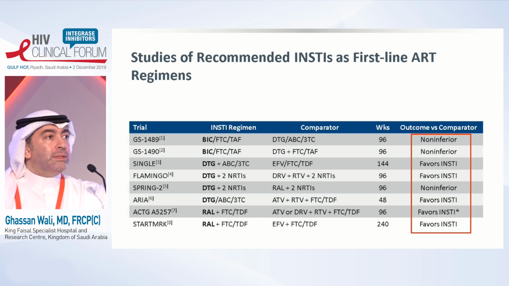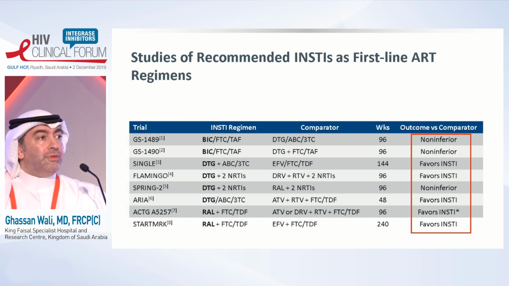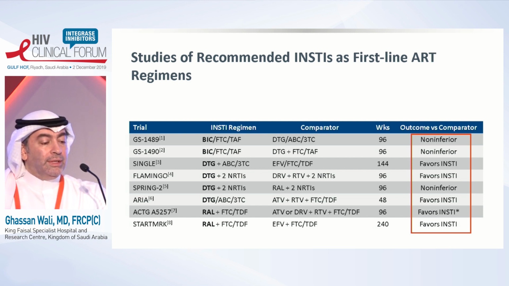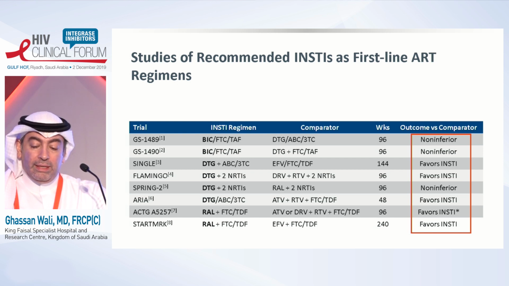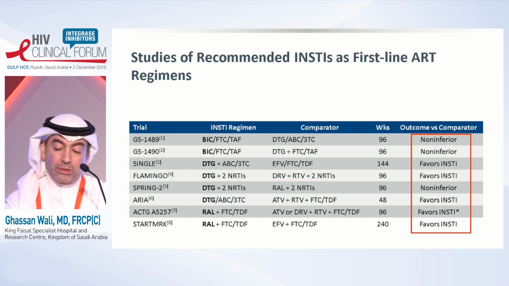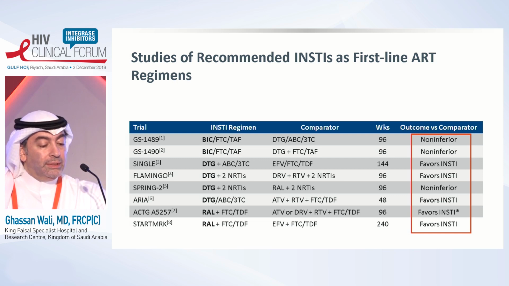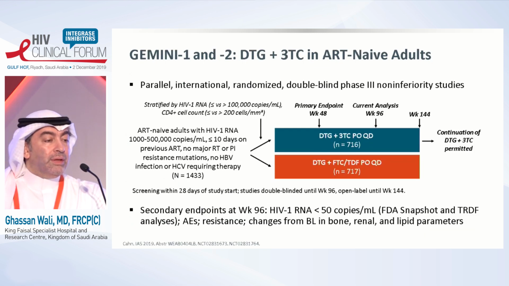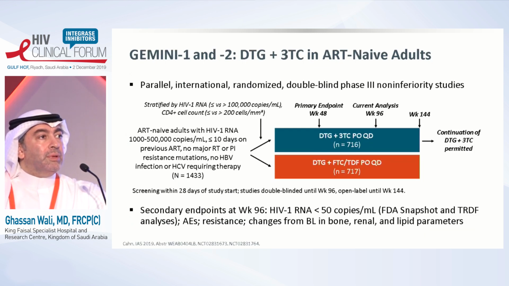Okay, and there are tremendous data in the literature for the recommended integrase inhibitors. Some of these clinical trials showed non-inferiority when it comes to comparing the integrase inhibitor to a comparator. Some of them actually showed superiority favoring the integrase inhibitor, specifically dolutegravir, in the SINGLE and the FLAMINGO, as well as the ARIA clinical trials. So you have a variety of integrases to pick from, but again, other factors come into play when it comes to availability of these drugs.